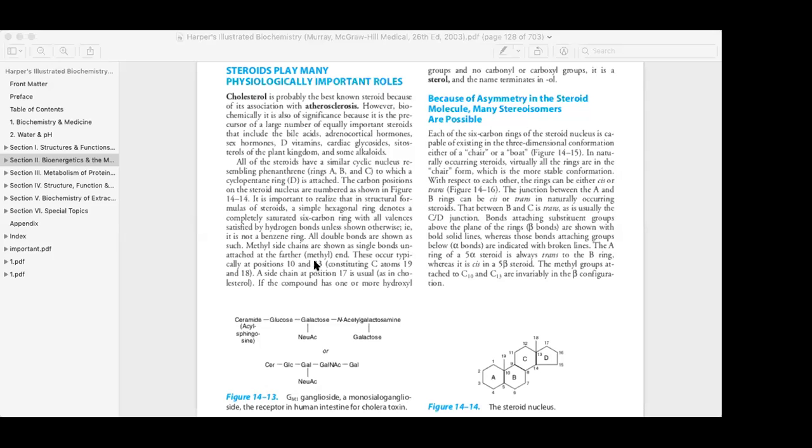Now, which is good lipoprotein? HDL. And what is bad lipoprotein? LDL.